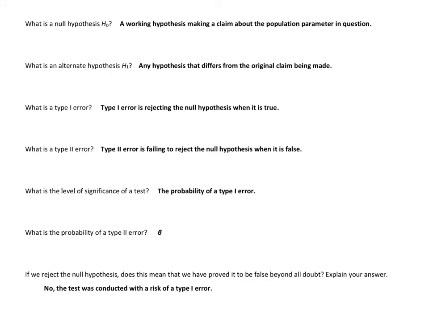What's a null hypothesis? It's a working hypothesis making a claim about a population parameter in question. An example, and I'm just going to make up something: say the length of all calculators made in the month of August is 6 inches long. Your null hypothesis would agree with what's already established.